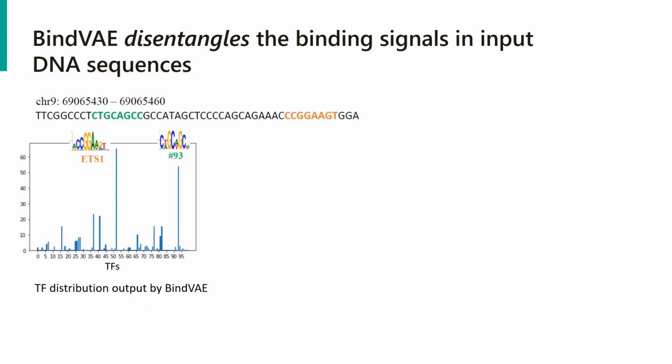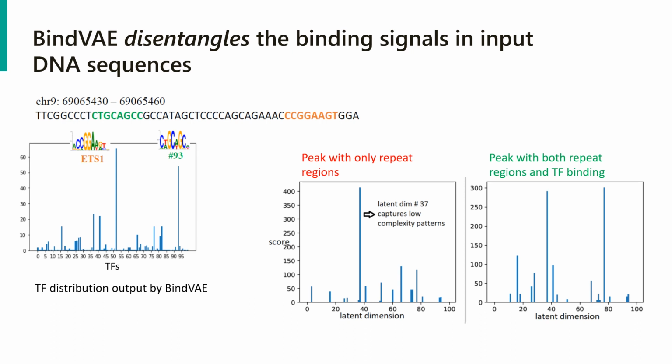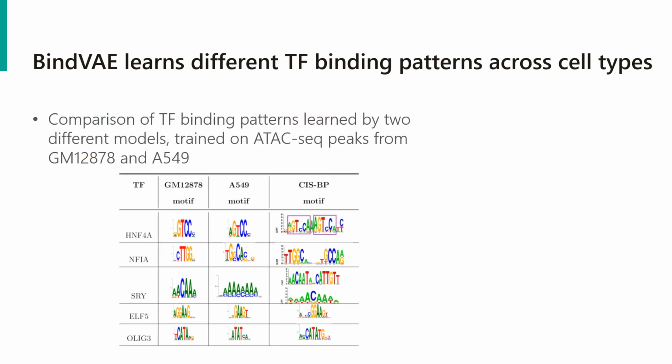We further find that BindVAE disentangles the binding signals in input DNA sequences, where we see that for this DNA sequence, two TFs are found. Here is another peak which only contains repeat regions, for which only the latent factor corresponding to low complexity patterns is enriched. And here is another peak which has both repeat regions as well as TF binding signal. We further find that BindVAE learns different TF binding patterns for the same TFs for GM12878 and A549. So these are patterns learned by the two models trained on ATAC-seq peaks from these two cell types.